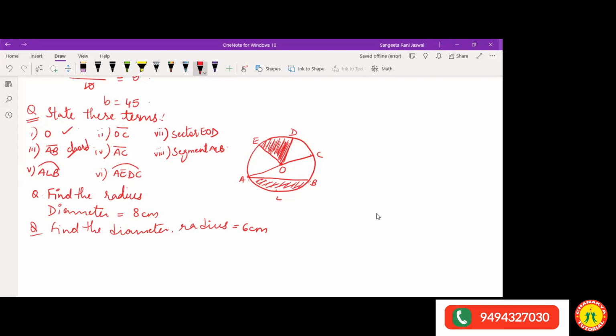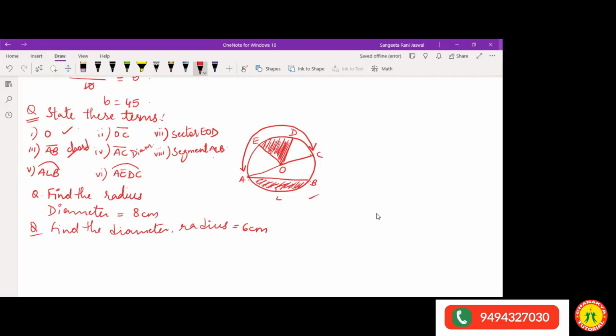AEDC is this arc. AEDC, this bigger arc. Then OC is another radius. AC is the diameter. Sector EOD is this shaded region. Segment ALB is this lower region, the shaded one.